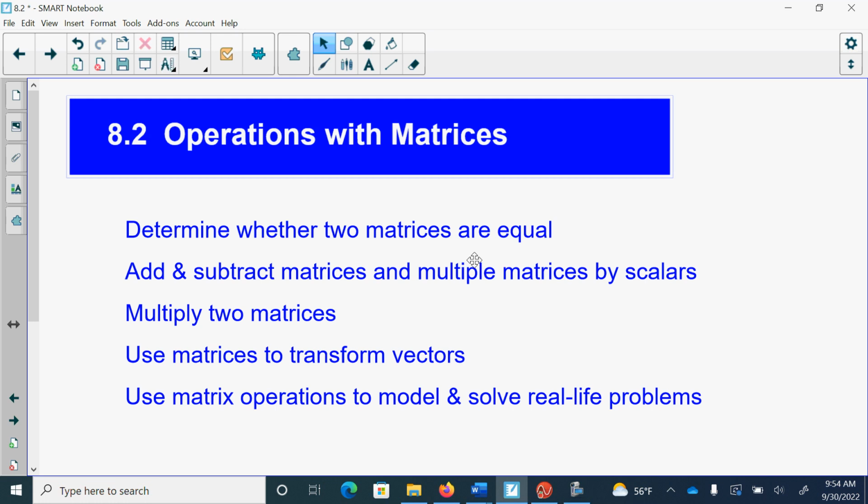It is the 6th. All right, so what we're going to do today is determine whether two matrices are equal. We're going to add and subtract matrices, and multiply two matrices.